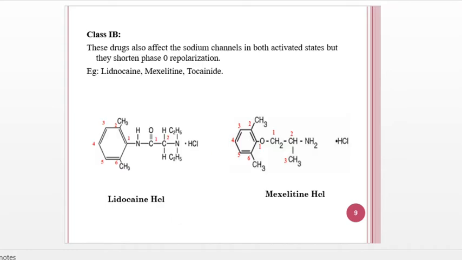Now we can go to class 1B. These drugs affect the sodium channel in both the activated and inactivated states, but they shorten phase zero depolarization and repolarization. Examples are lidocaine, mexiletine, and tocainide. This is the structure of lidocaine. This is mexiletine.